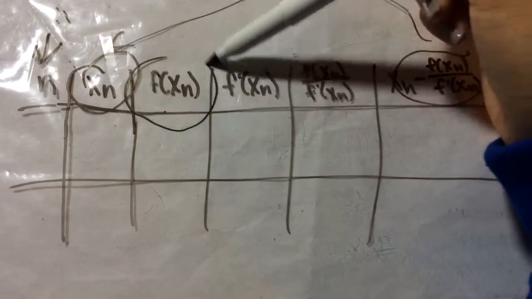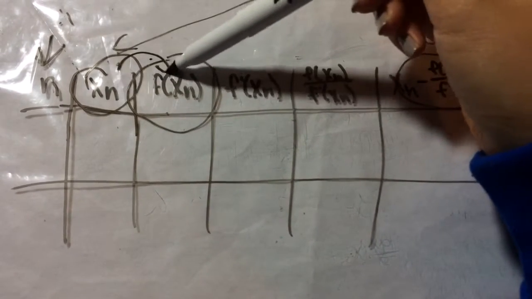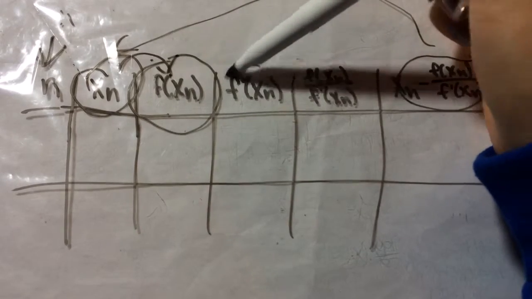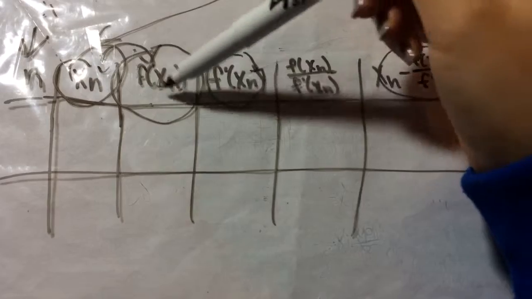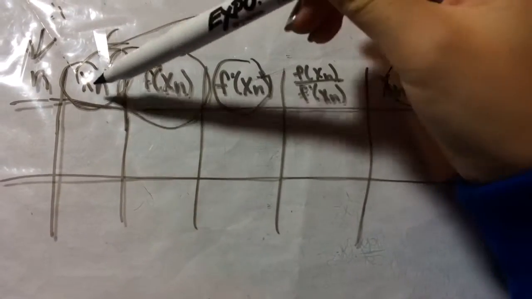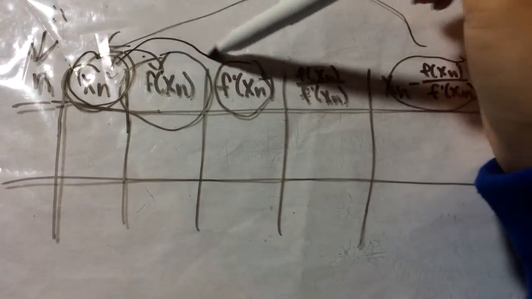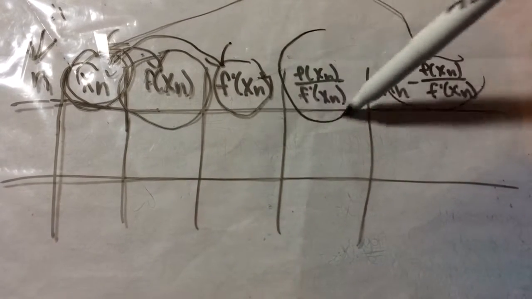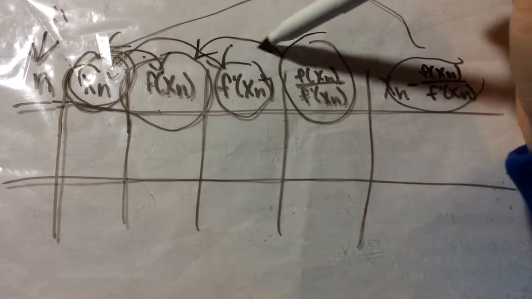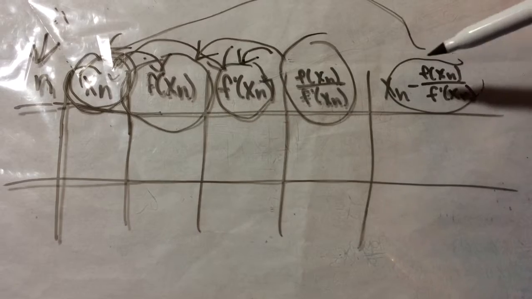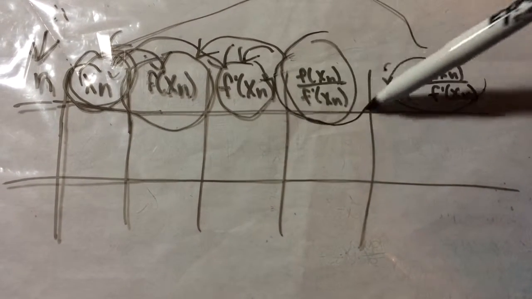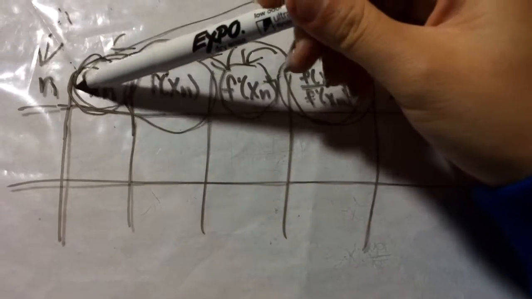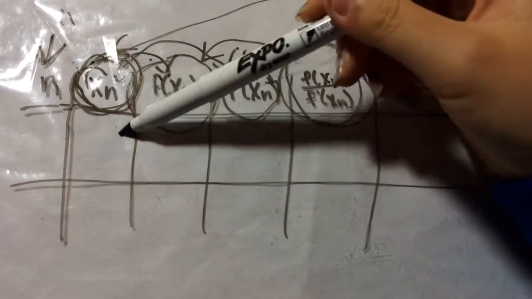F of xn is just this value plugged into the function, and then f prime of xn is, you guessed it, the derivative of f of x, but then you plug xn into there. This is just the ratio of these two values, and then here you just subtract this value from the original starting value you have in this column here.